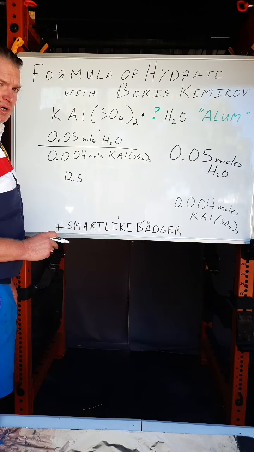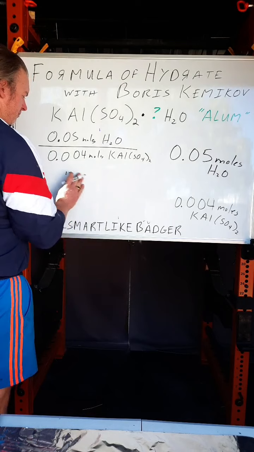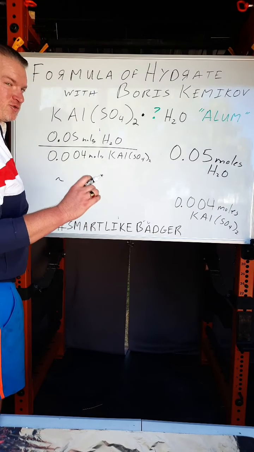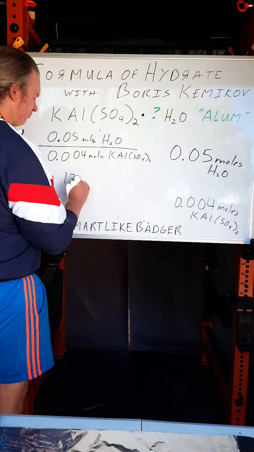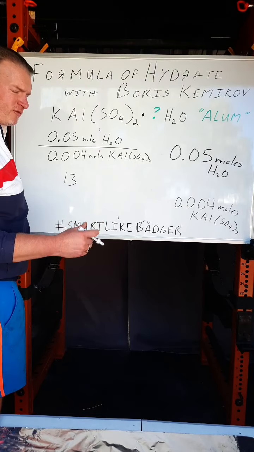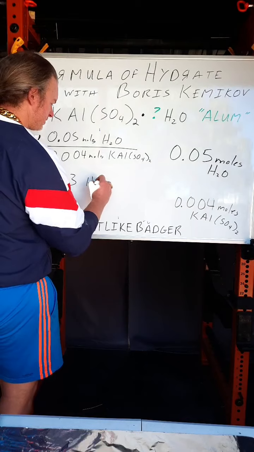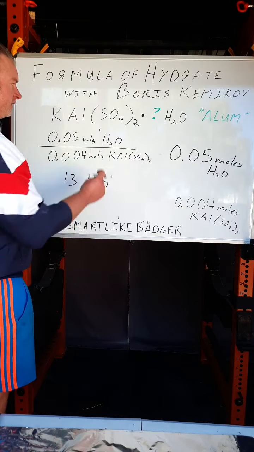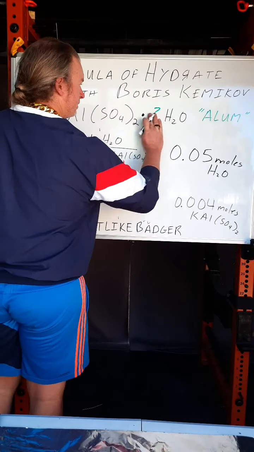Now, to have a 0.5 molecule of water is a silly idea and not realistic. So, based on our experiment, 12.5 is right in the middle. So Boris says, look, we round this to 13 because with the point 5, we round up. We say there are 13 water molecules surrounding each of the potassium aluminum sulfates.